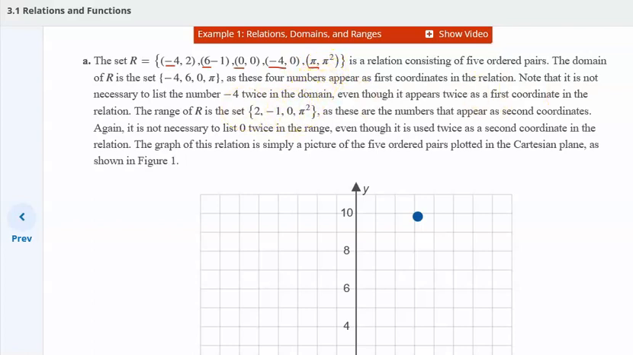Now the range, let's do that in blue, would be a 2, a -1, a 0, a 0. Now it's repeated, so we don't write it twice. And then this one is pi that's squared. And there you see it in set notation, the range. All right, so this is rather straightforward, knowing the definitions and applying things.